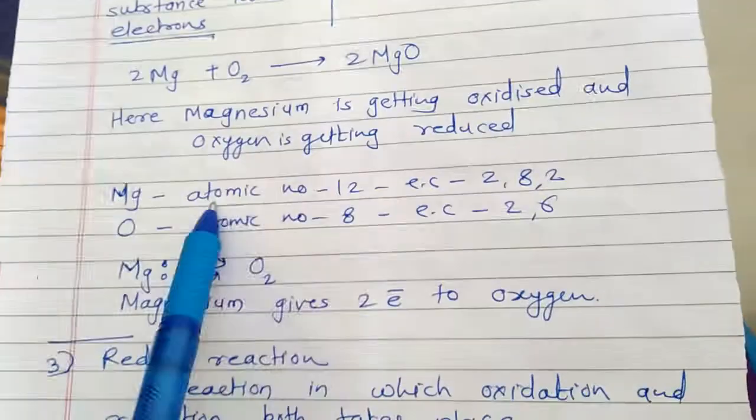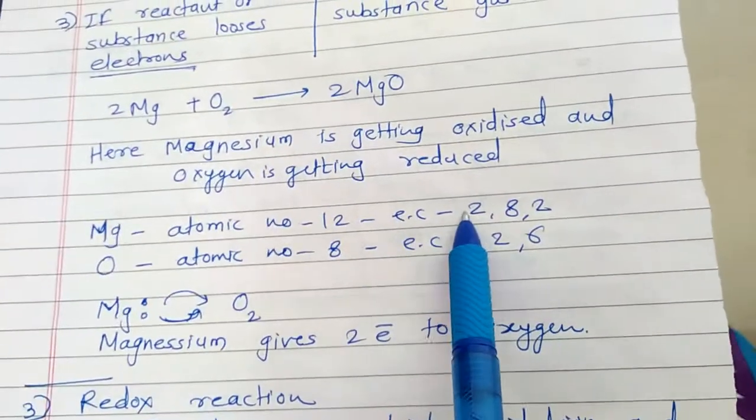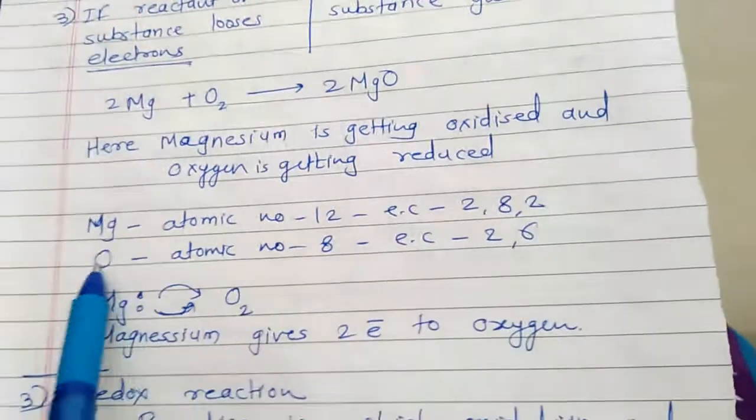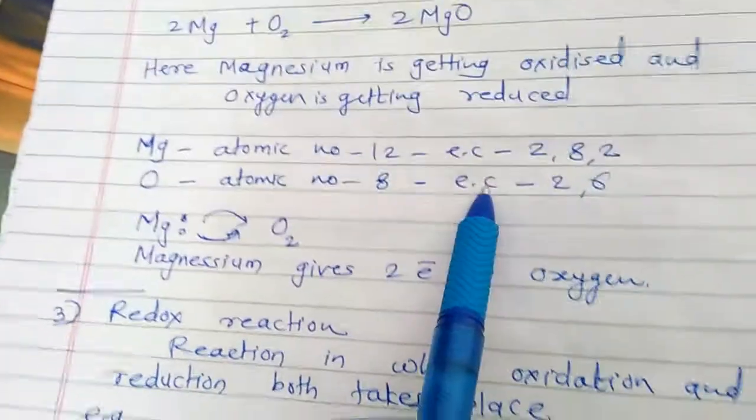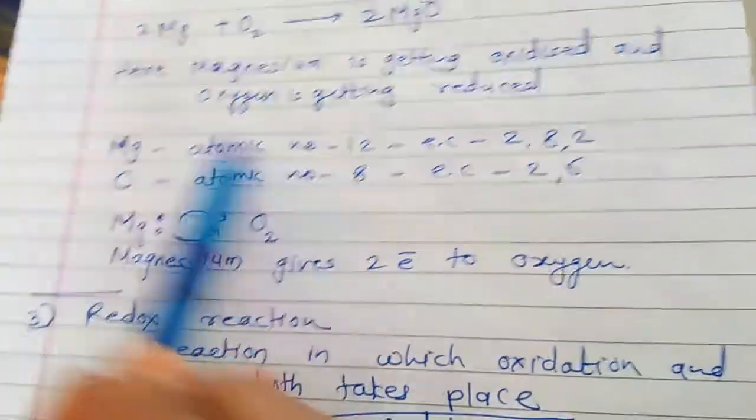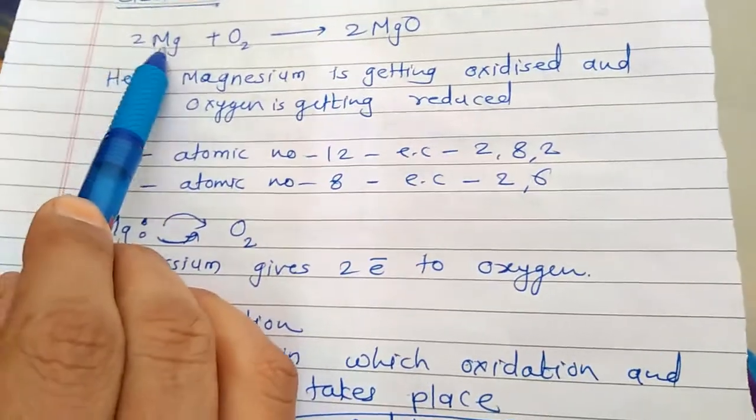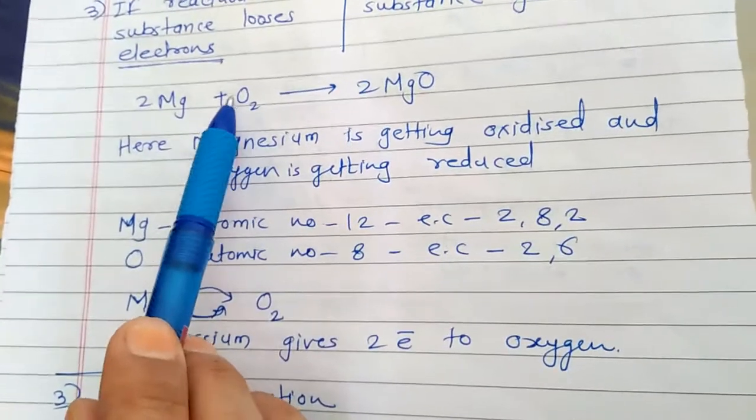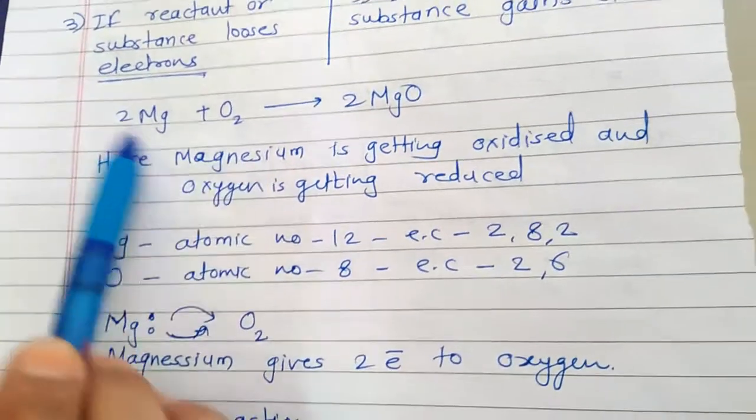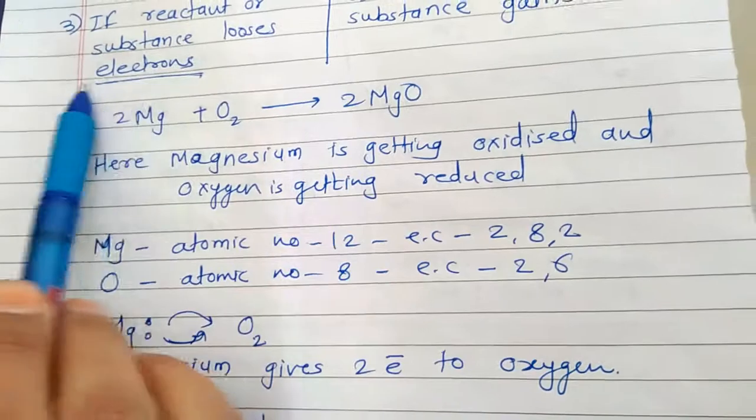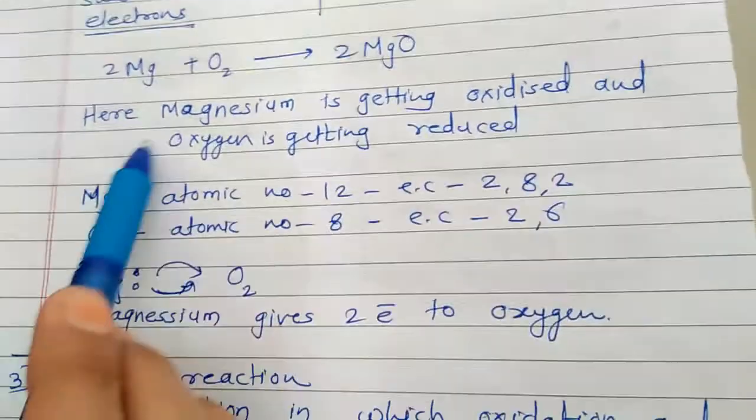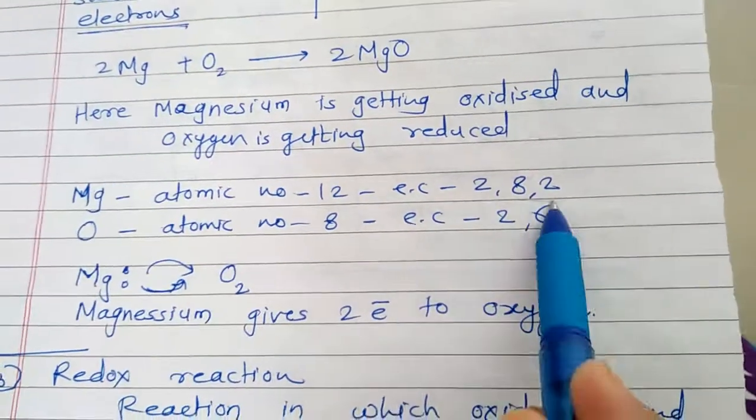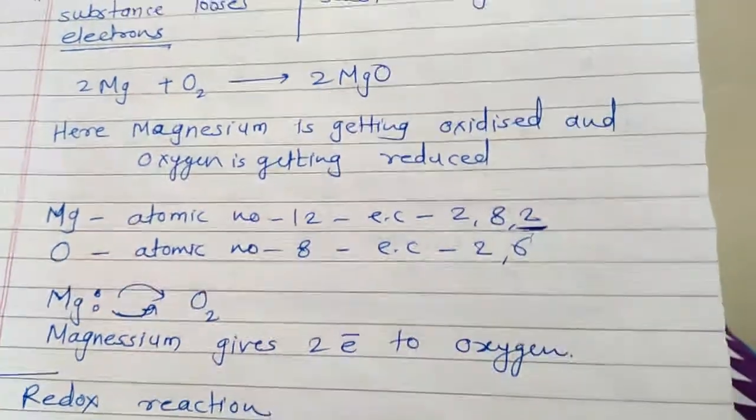we know magnesium has atomic number 12, electronic configuration is 2,8,2. Oxygen, atomic number 8, electronic configuration is 2,6. Now in this reaction, magnesium is getting oxidized. At the same time, oxygen is also getting reduced. How? We can study these on the basis of electrons. If we study magnesium, its configuration is 2,8,2. It has 2 electrons in the outermost shell.